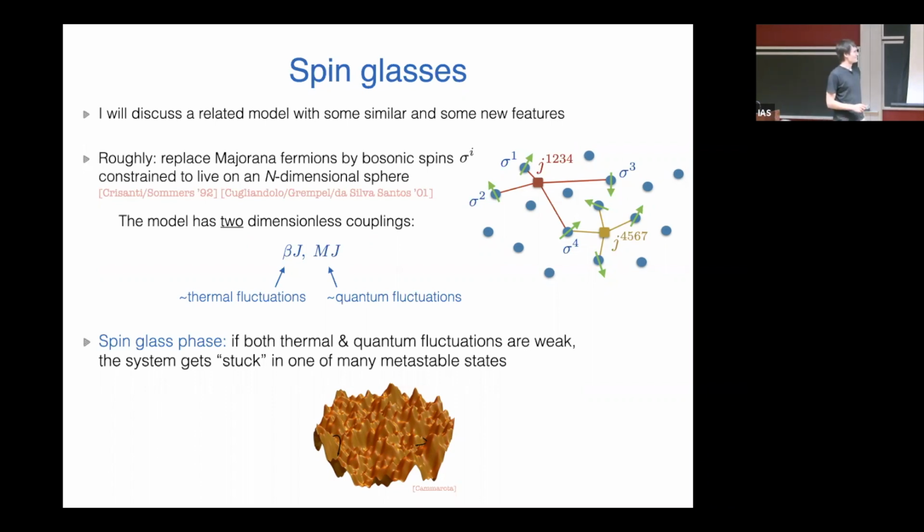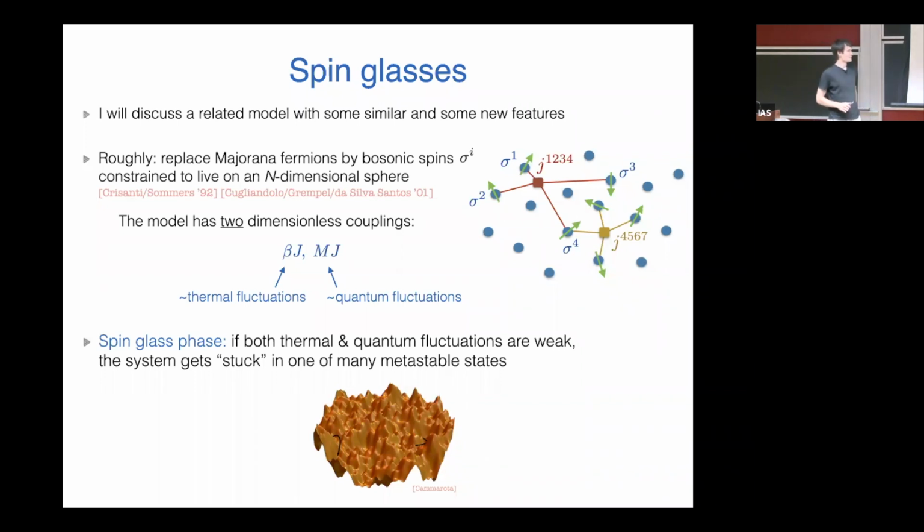Well, anyway, there are just some bosonic variables, and because they're bosonic now, for this model to make sense and for the potential not to run away, you have to impose a constraint that they live on some sphere. So what this means is that the size of that sphere is essentially another parameter, and there will be two parameters in this model. There's beta J, which is still measuring the strength of thermal fluctuations, and then there will be M over J, which comes from the size of this sphere that we impose, and that will serve as a measure of the strength of quantum fluctuations, roughly speaking.